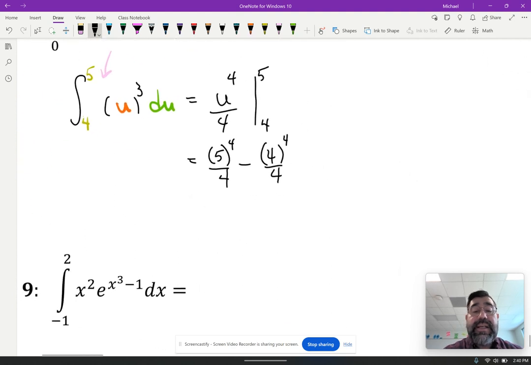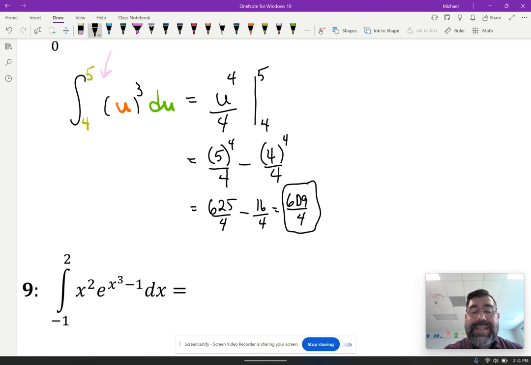Let's see. Can I simplify this at all? I don't think so. 5 to the fourth is 5 squared times 5 squared. 5 squared is 25, and 25 times 25 is 625, divided by 4, minus 16 divided by 4. And if I subtract, I believe that's 619 divided by 4. Is that right? No, 609. My bad. 609 divided by 4.